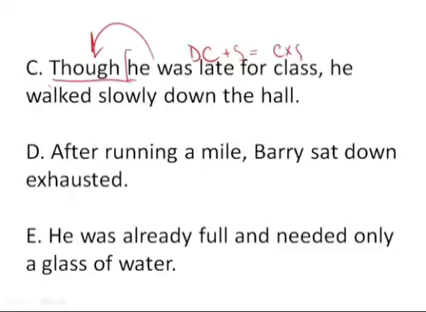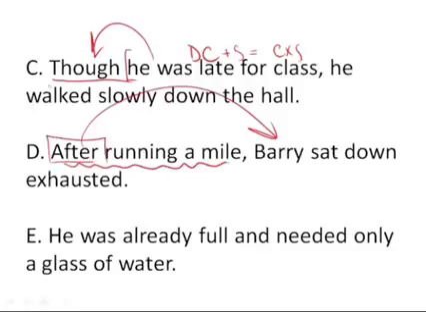Let's look at D. After running a mile, Barry sat down exhausted. Another example. After. Point in time. After this happened, Barry sat down. Barry sat down exhausted is a sentence. Of course, after running a mile is not a sentence. And we have here, again, this word after. That shows us that we are now dealing with a complex sentence because we've taken a dependent clause, or a not sentence, and we've added it to a sentence.